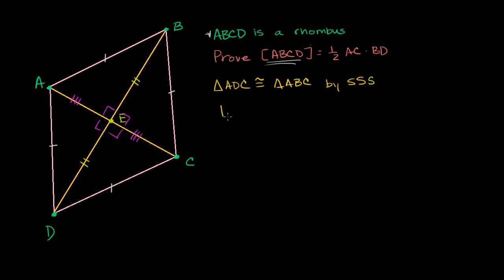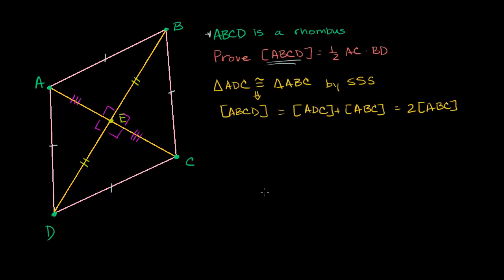And so because of that, we know that the area of ABCD is just going to be equal to 2 times the area of, we can pick either one of these, we can say 2 times the area of ABC. Actually, let me write it this way. The area of ABCD is equal to the area of ADC plus the area of ABC. But since they're congruent, these two are going to be the same thing, so it's just going to be 2 times the area of ABC.